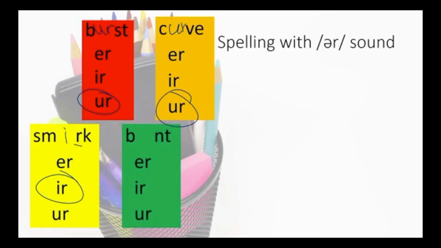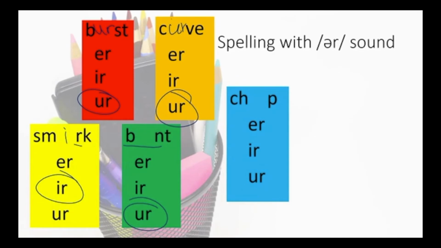The next one is burnt, but I might focus on the part that says burn, and maybe I already know to spell burn with a UR, and so burnt will be the same way, and I don't have to go through this whole process. The next one is chirp. I can again try different options and decide which one looks the best. In this case, I like the IR.